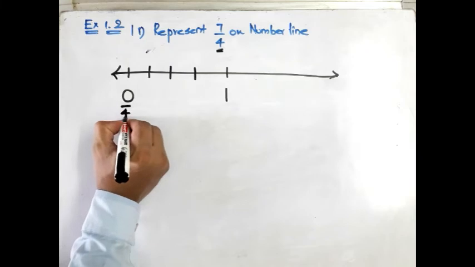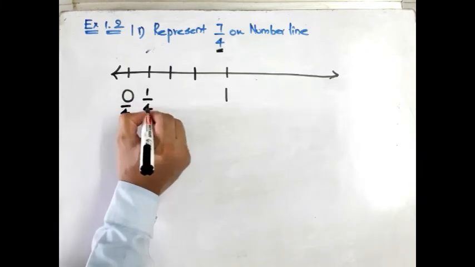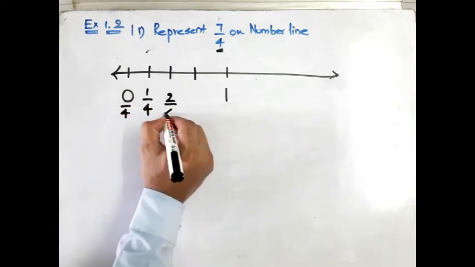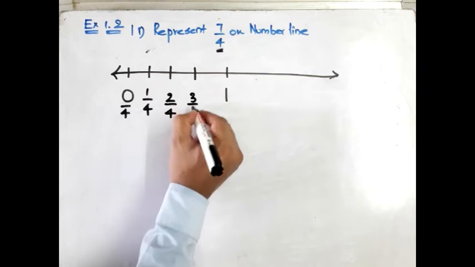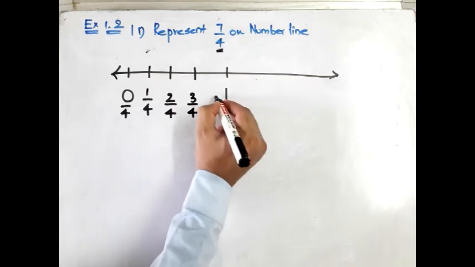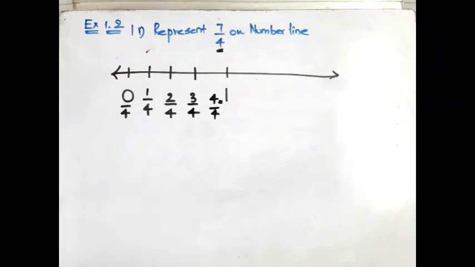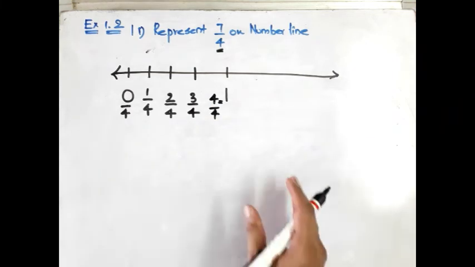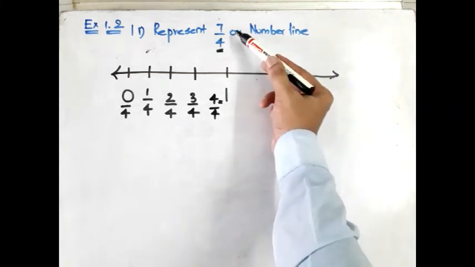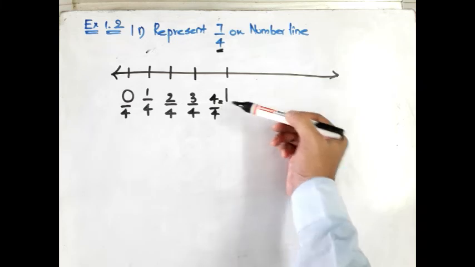Now start writing it. 0 by 4. Next 1 by 4. Next 2 by 4. Next 3 by 4. We can write 1 as 4 by 4, isn't it? Because upon cancelling this 4 and this 4, you will get 1. But we need 7 by 4, and we are at 4 by 4.